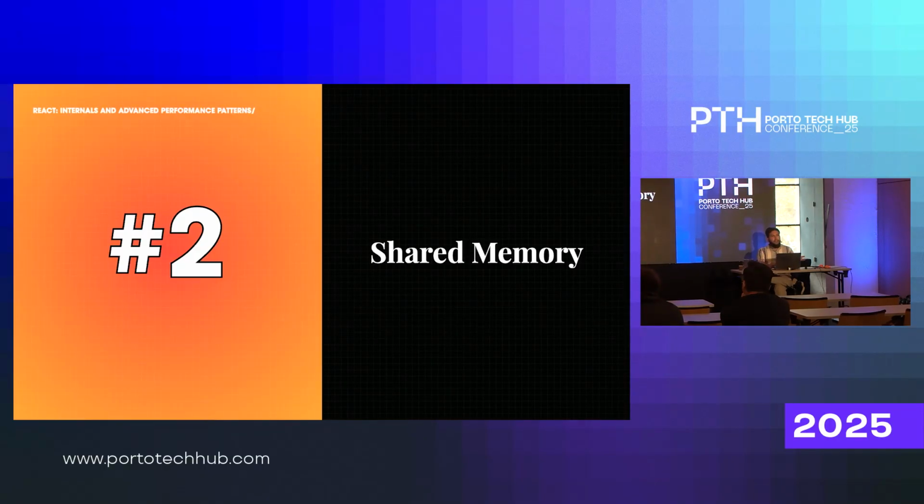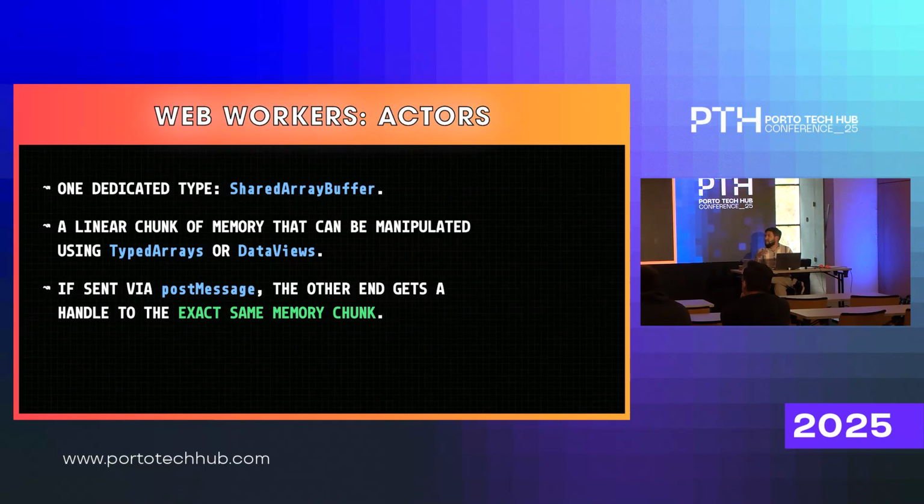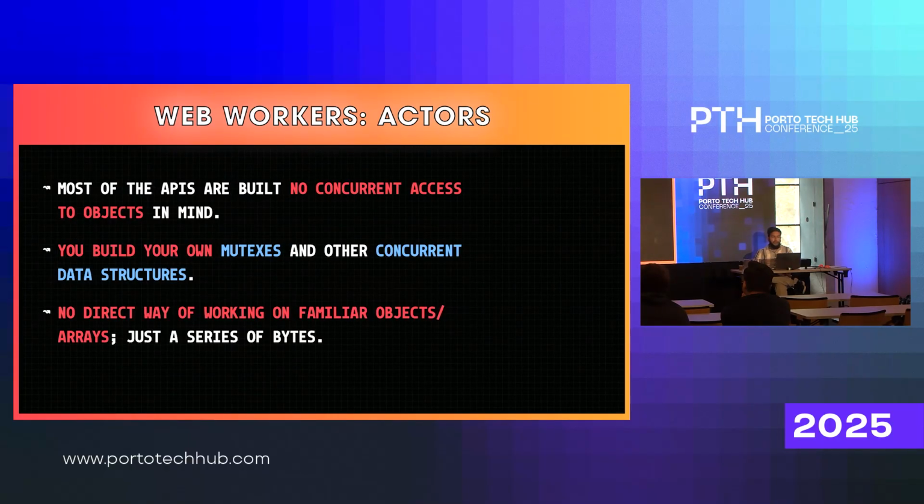Before that, another abstraction we can come up with is having shared memory. So this relies a lot on SharedArrayBuffer, which is one of the most amazing things that have happened to the JavaScript language in recent years. And this API gives you a linear chunk of memory that can be manipulated using typed arrays or data views. And the interesting thing here is that if you send one of those over the wire with postMessage, on the other end, you're going to get a handle to the exact same memory chunk. You don't have the overhead of copying things over.